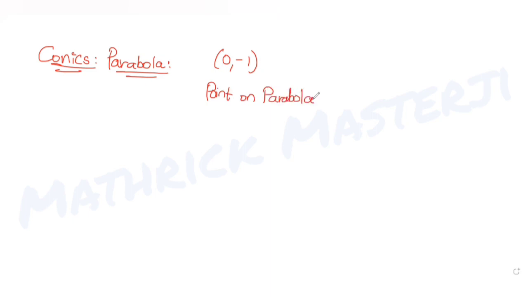These are the two points given, and the parabola's equation is given to us as x squared equals 4y. We have been told that this point divides the two points internally in the ratio 1 is to 2. So we have to find the locus of such a point which divides these two points internally in this ratio.